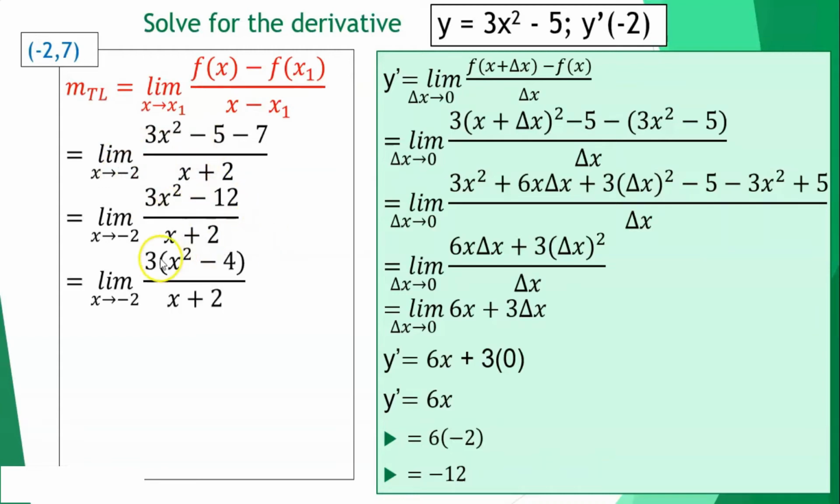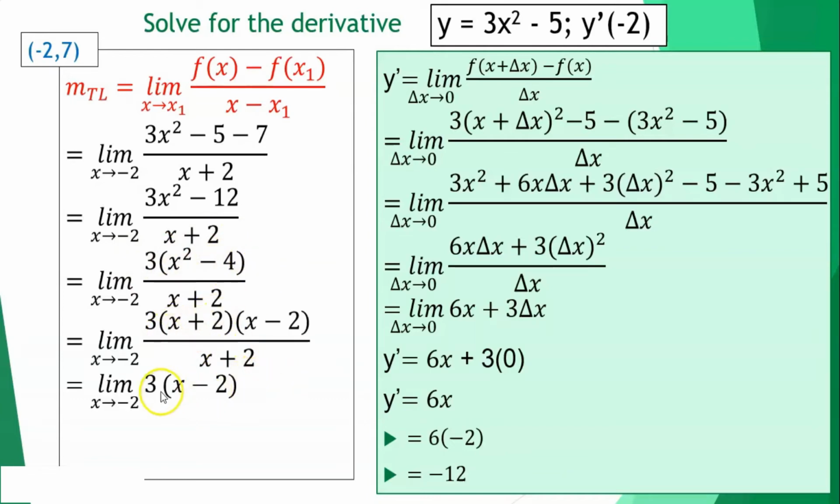So with this, factor out 3. So factor this further. So we can cancel x plus 2. So that would be the limit of 3x minus 2 as x approaches negative 2. So substituting, still we end up with negative 12. So take note of that. Either method, we will end up with the same answer.